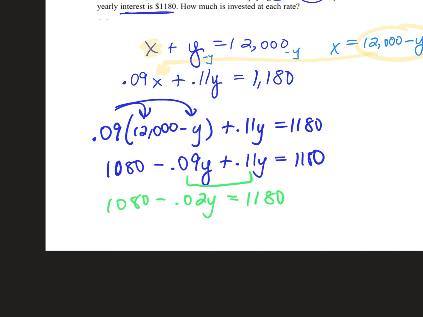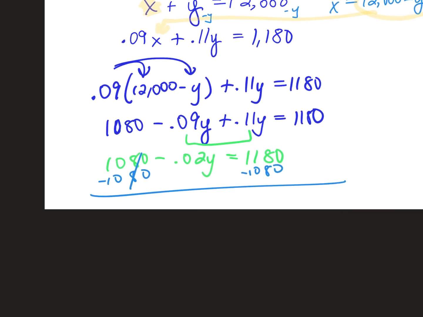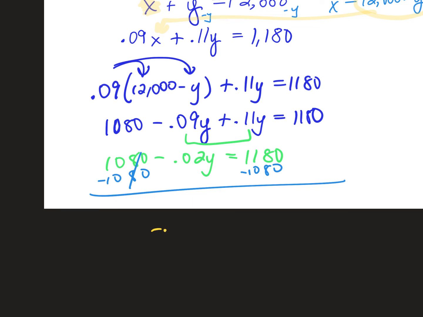Combine like terms. Well, we just did that, so now what? Well, can you subtract 1080 on both sides? You mean, okay, so move it from one side to the other. They're not like terms because they're on opposite sides. I knew what you meant though. So negative 0.02y equals what? 100.